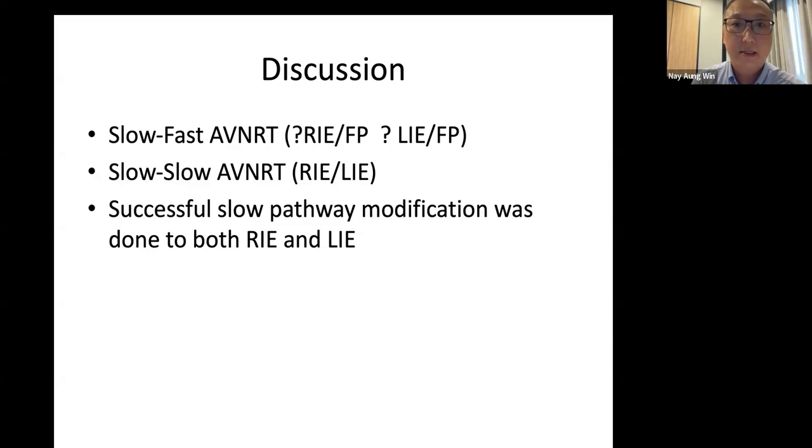So any discussion? Thank you for sharing your beautiful case with beautiful venogram. And okay, I would like to invite Dr. Hwang to share his discussion.